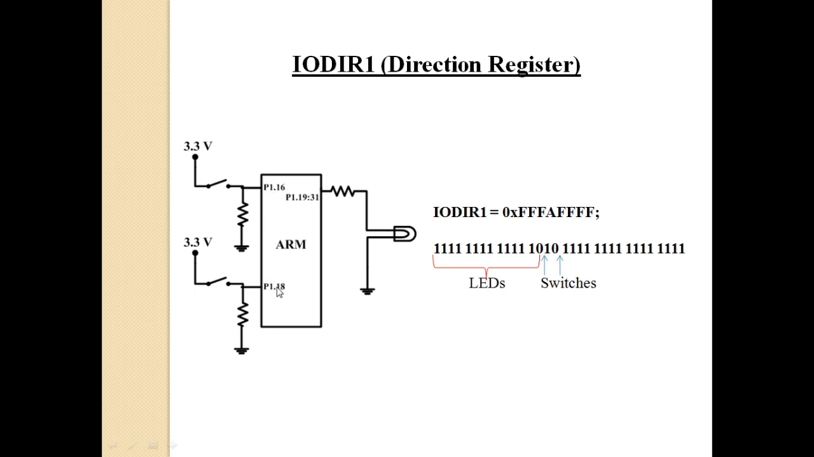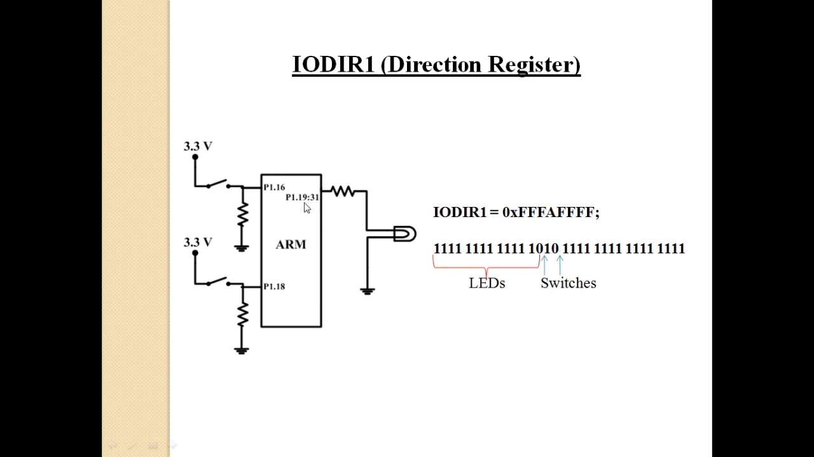P1.16 and P1.18, those two bit values in the IO direction 1 register should be written with zeros. Why? Because these two pins should be configured with direction as input. You are connecting an input device, a switch, here, right? So wherever you are connecting an input device, that should be configured with 0. That means you are configuring it as input.